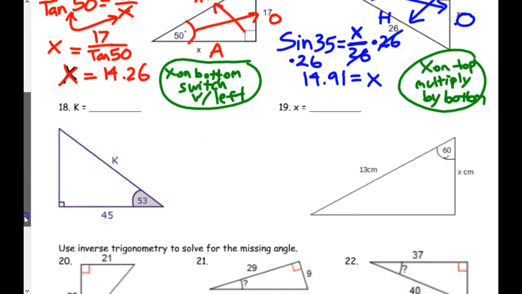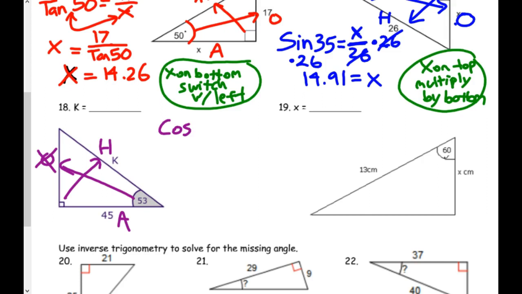Down here, number 18. Let's label O, H, and A. 53 is here, so here's O, H, A. I hope you see O is nothing, so cross out O. Since I have AH, I know that's CAH, C-A-H. So cosine of 53 degrees equals A over H, which is 45 over, now this letter is K. It doesn't matter if you put K or X, to be honest, okay? In the end, X will just be K.